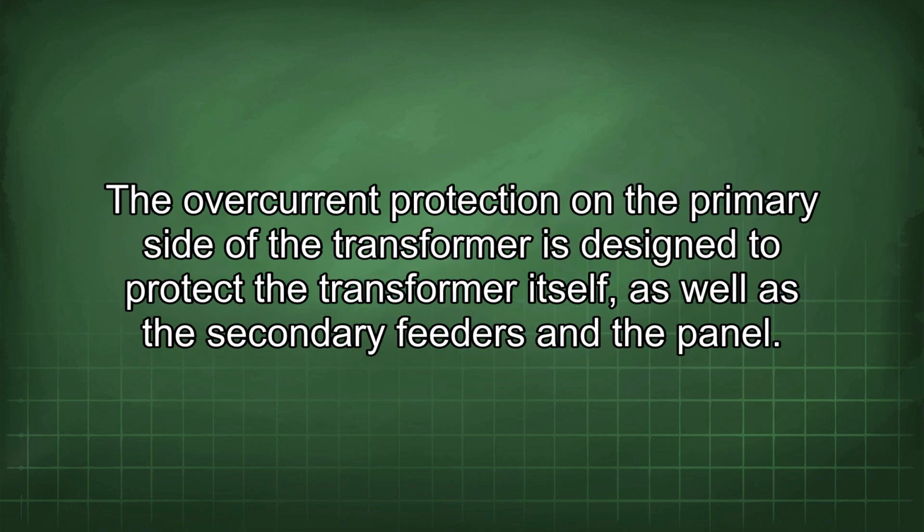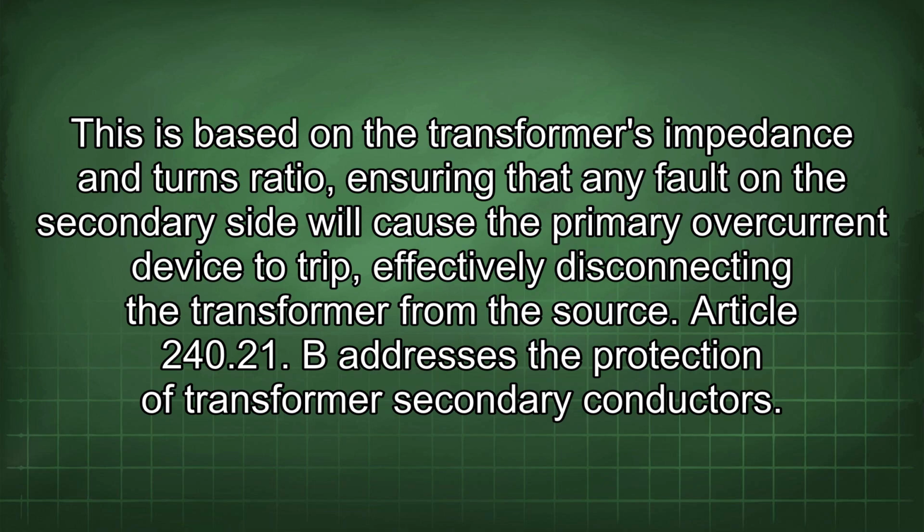The overcurrent protection on the primary side of the transformer is designed to protect the transformer itself as well as the secondary feeders in the panel. This is based on the transformer's impedance and turns ratio, ensuring that any fault on the secondary side will cause the primary overcurrent device to trip, effectively disconnecting the transformer from the source.